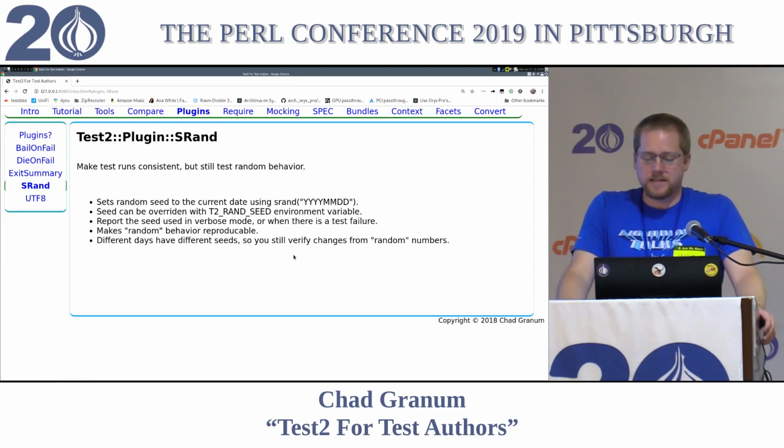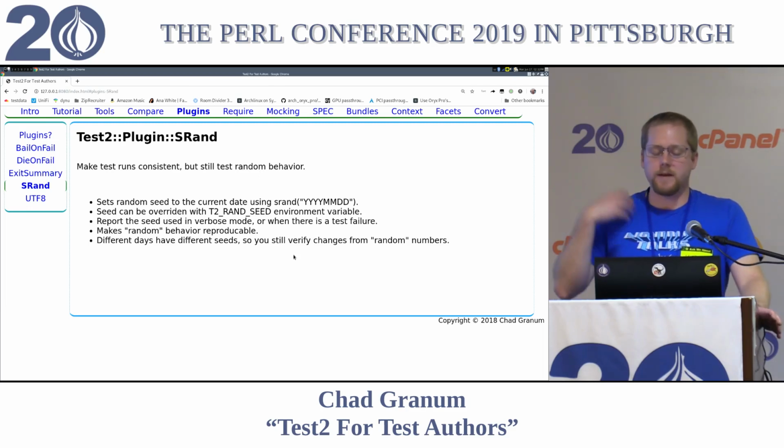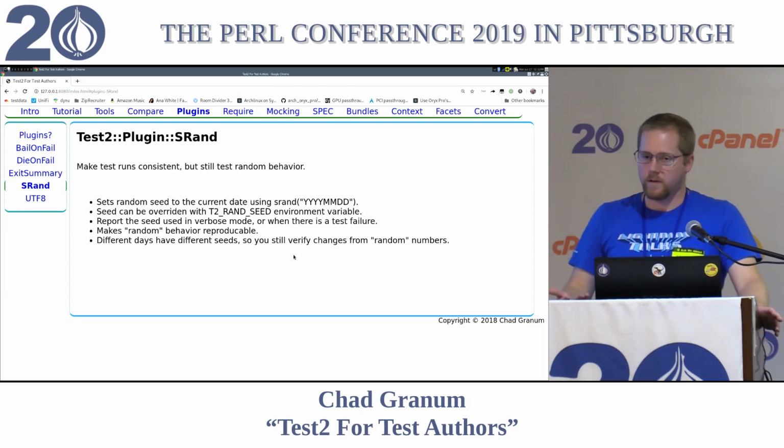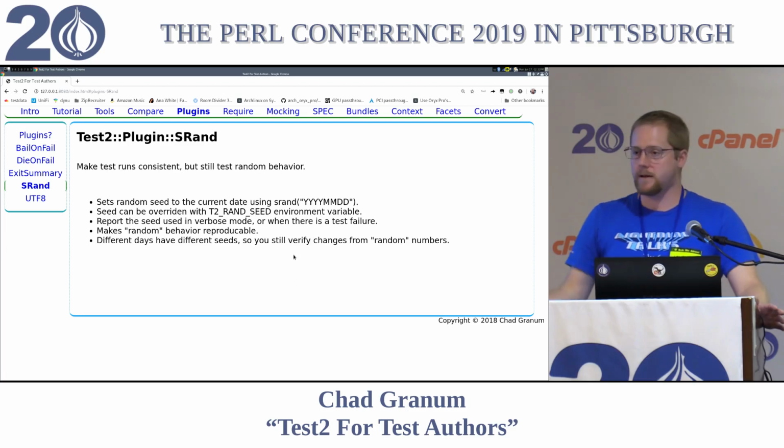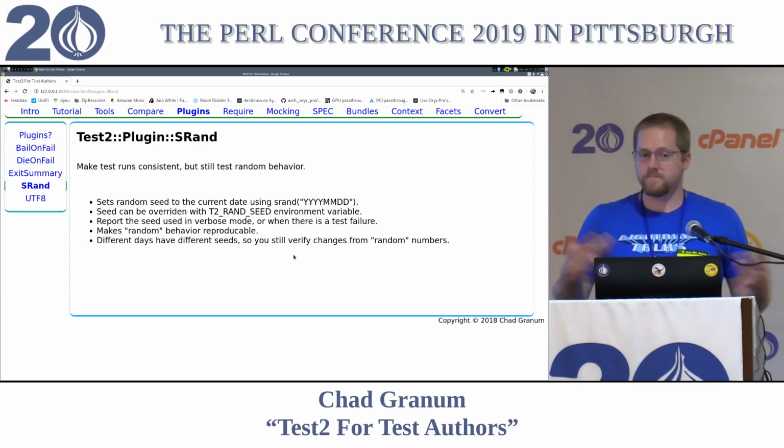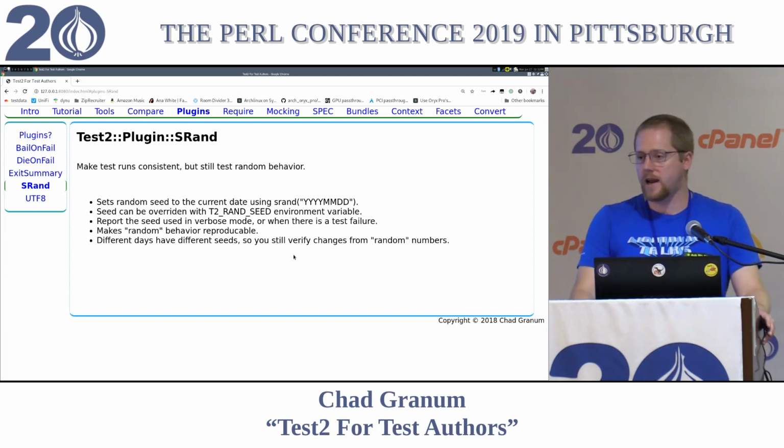SRAND, this seeds random with the current date. That means that any random behavior, anytime you call shuffle, will be consistent on any given day. So it will always run in the same order if you've shuffled something on a given day. But over the course of a week, it'll have 7 different runs. So you're still verifying random behavior. But if you want to reproduce that random behavior to find out why it failed in a certain run, you can be guaranteed that it's going to have the same seed, which makes it possible to track down a lot of Heisenberg bugs that would otherwise be impossible to track down.